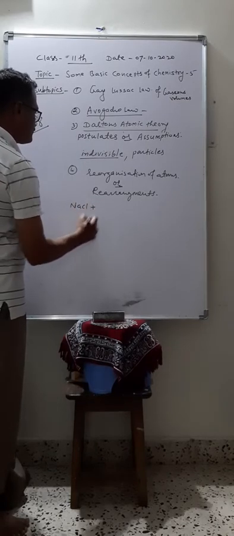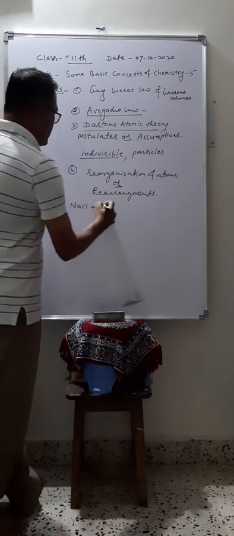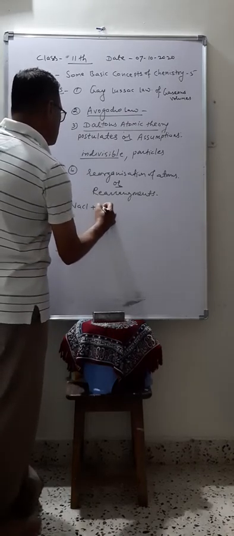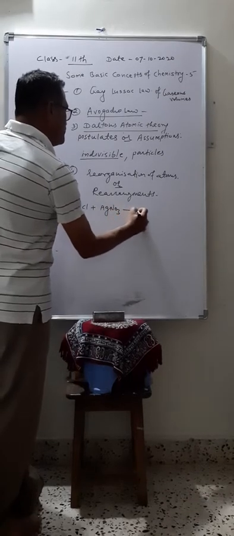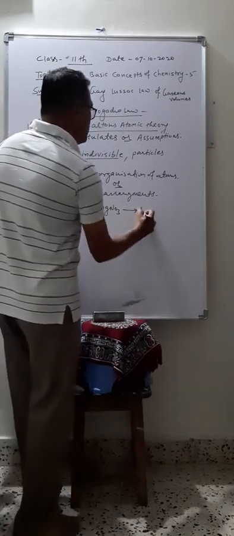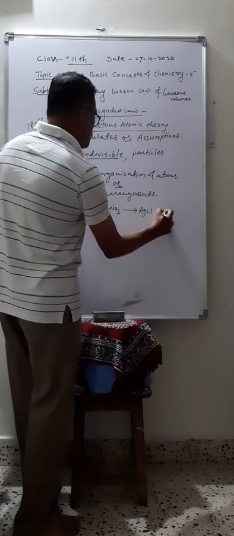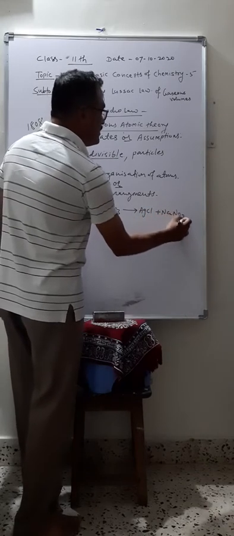Say for example, when we take the chemical reaction between the NaCl, sodium chloride, and silver nitrate, then here we get the AgCl and sodium nitrate, NaNO3.